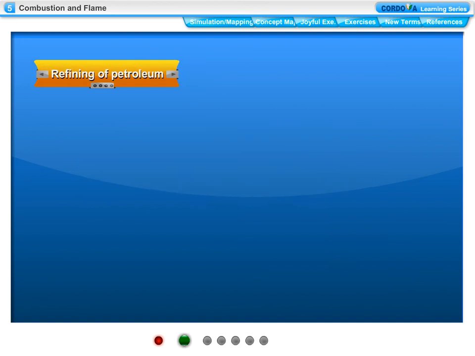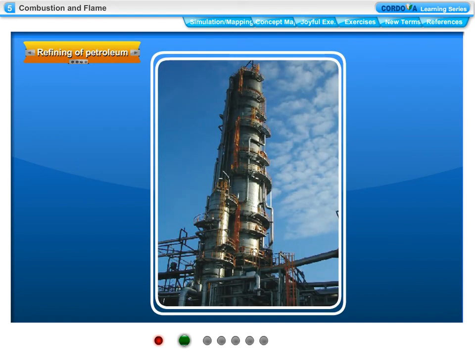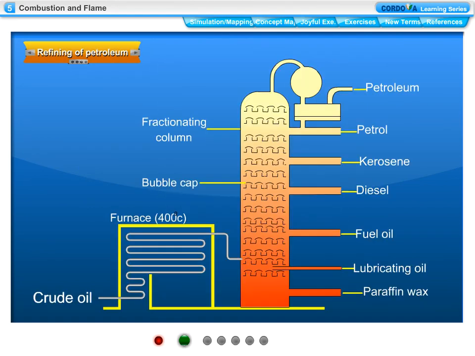Refining of petroleum. Petroleum is a complex mixture of various constituents such as petroleum gas, petrol, kerosene, diesel, lubricating oil, fuel oil, paraffin wax, etc. The crude oil cannot be used as such. We need to separate the various constituents of petroleum, so it has to be purified or refined.